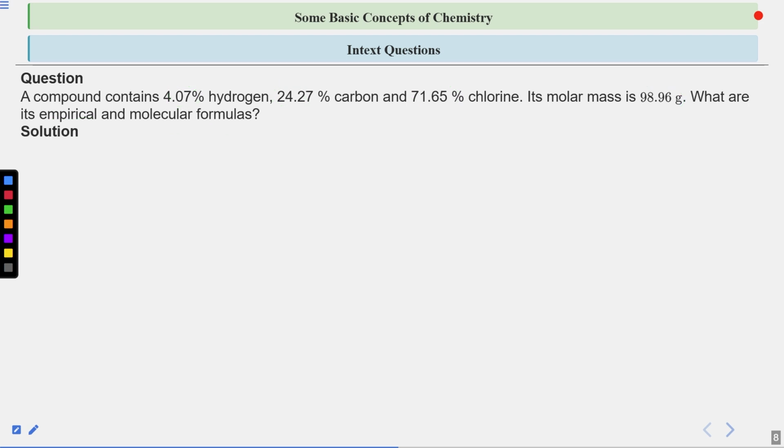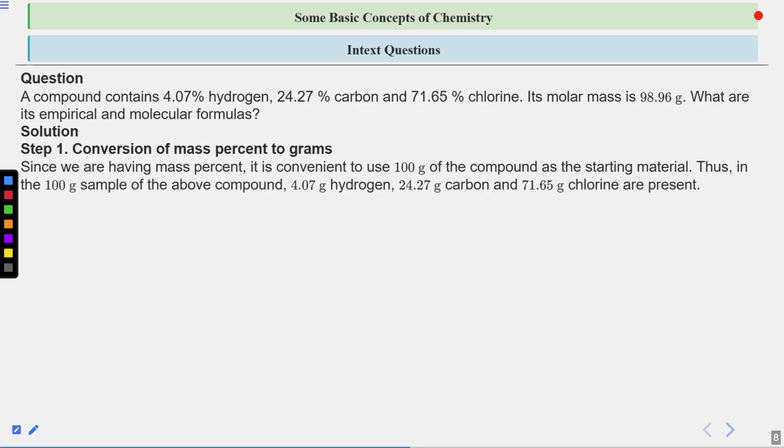So how will we calculate this? First, we will convert this mass percent into gram. How will we convert it? It's very simple. Whenever you calculate the percentage, you get the amount of each of these elements that will be present in 100 gram of the compound.